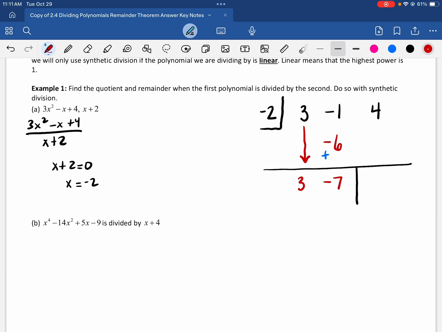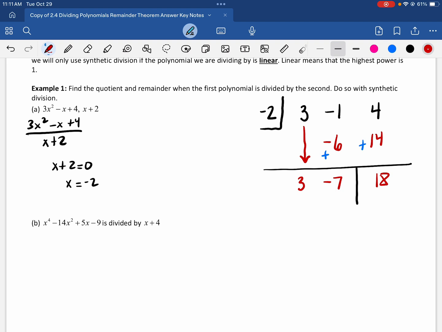Then I'm going to repeat that process. I'm going to go -2 times -7. -2 times -7 is 14, and I'm going to put that under the 4. And then I'm going to add those together. 4 plus 14 is 18. All right, so now we just completed the entire division.